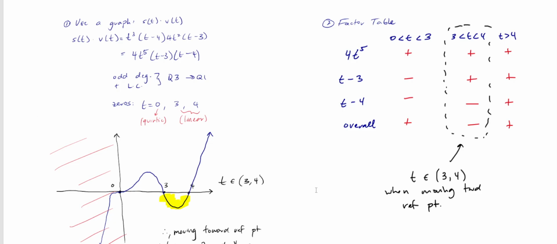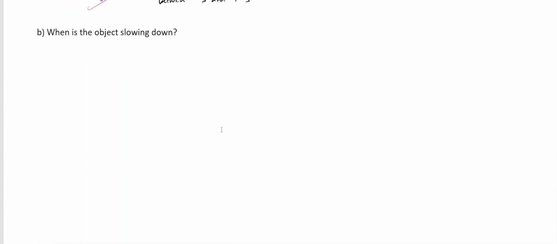Speaking candidly, my preferred method is the graphing method because I think it's slightly faster. But if you prefer the factor table, that also works. When is the object slowing down? Well, as we saw previously, the object is slowing down when the velocity function and the acceleration function have opposite signs. So when does the velocity function times the acceleration function, the product of those two, equal a negative number?